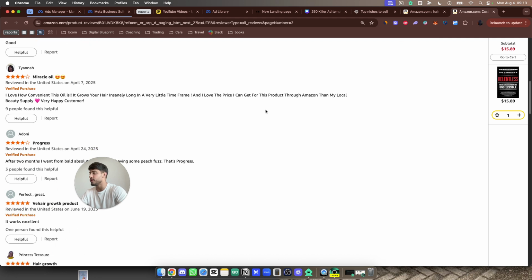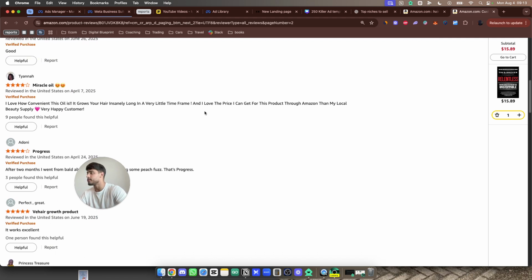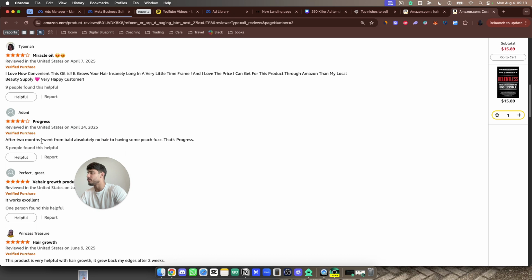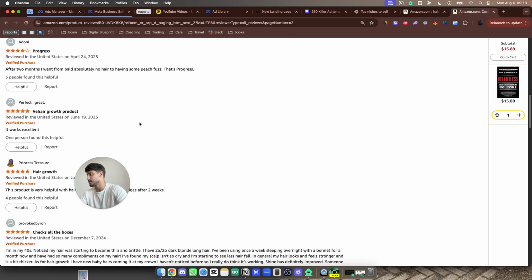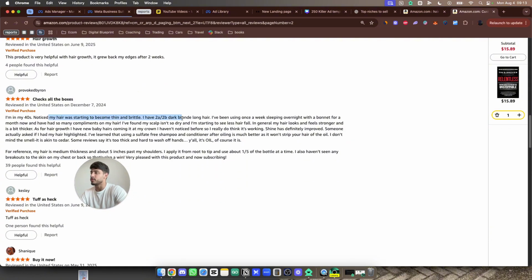So if you just continue through it, beauty supply. After 2 months, I went from bald, absolutely no hair, to having some peach fuzz. That's something. In my 40s, I noticed my hair was becoming thin and brittle. You can write those things down. I've been using it for a week, and it's a bit thicker, right? It feels stronger, it feels thicker. I see less hair fall.